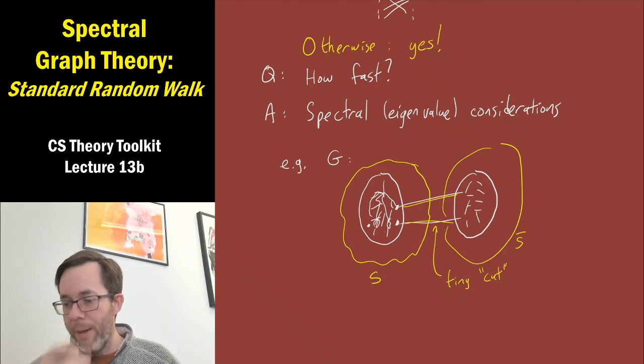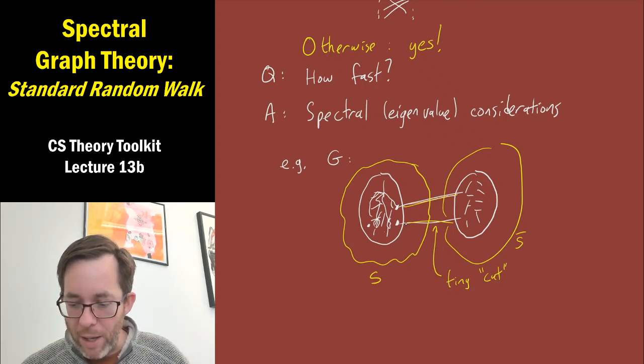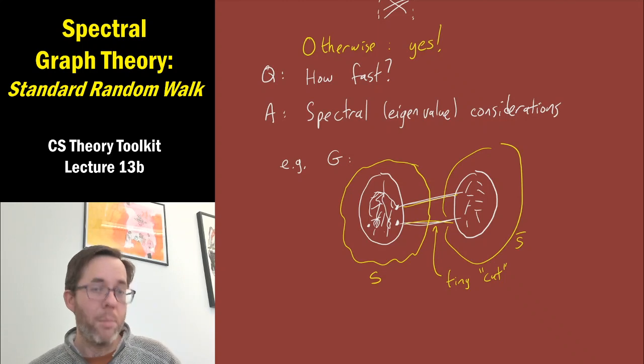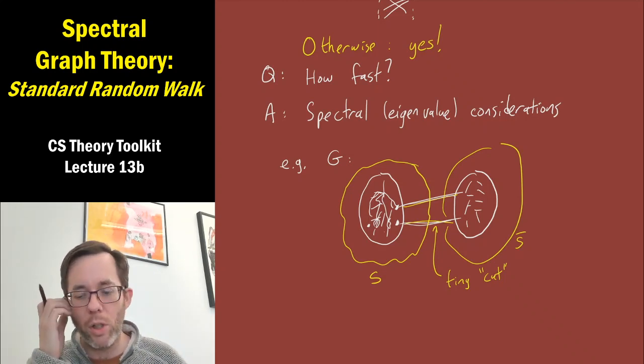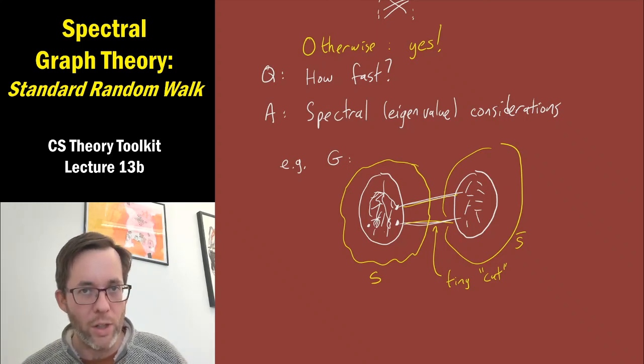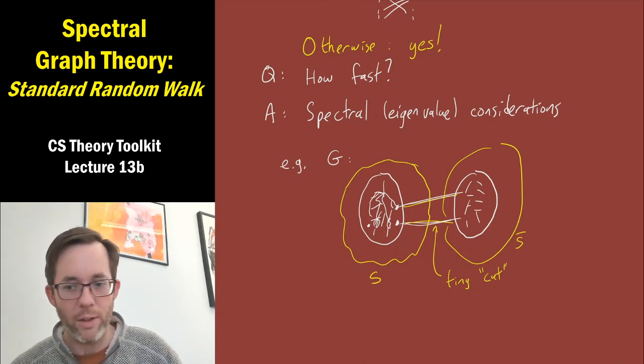So somehow the lack of edges on the boundary of S is going to be a barrier to this random walk mixing or getting to its limiting distribution quickly. And of course, if there are no edges on the boundary, this is the disconnected case where it'll never get to the invariant distribution.